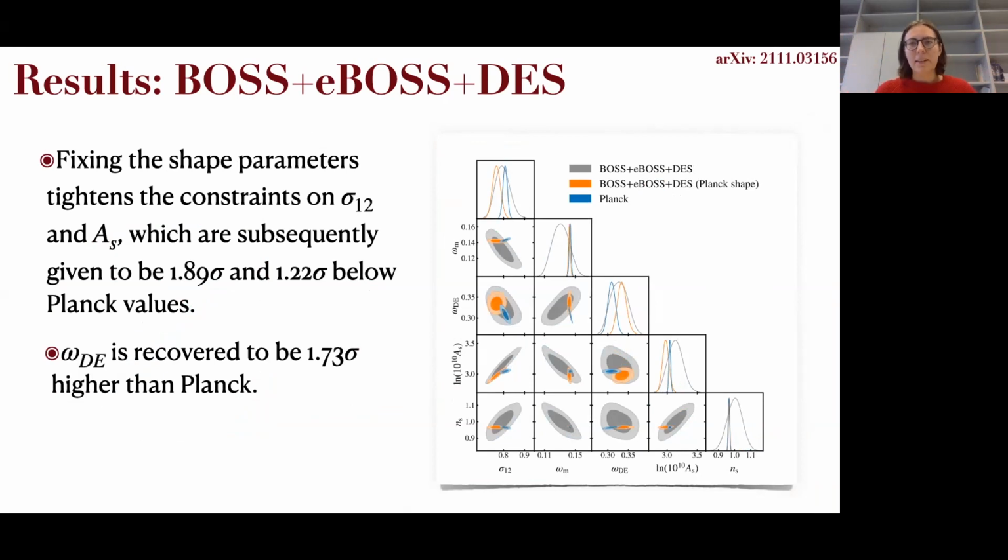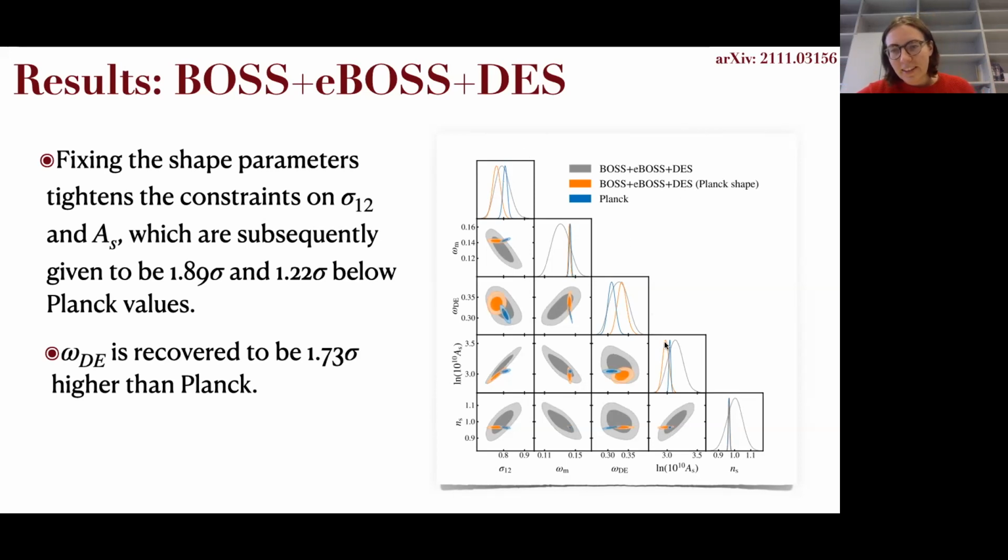Let's look at what happens in our consistency test. So here again, in gray, I am showing our initial wide prior analysis. In orange, I'm showing what happens if we impose Planck shape parameters, Planck shape posteriors, as our informative priors in the analysis.